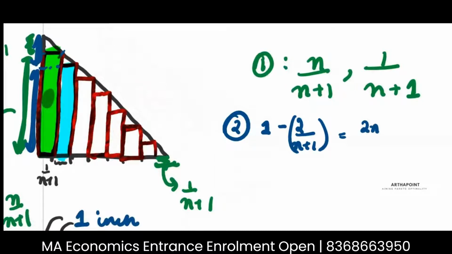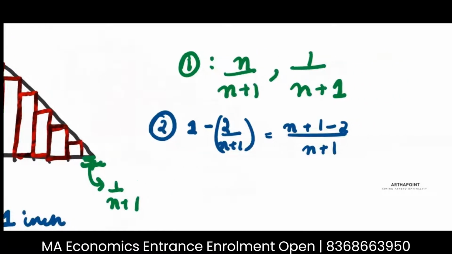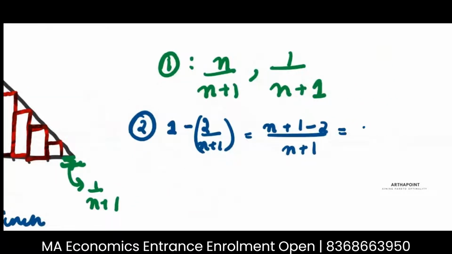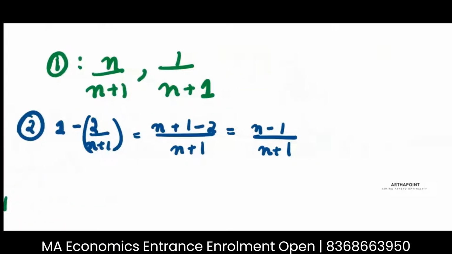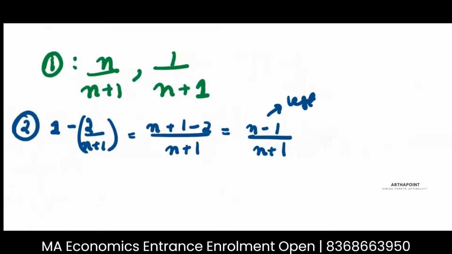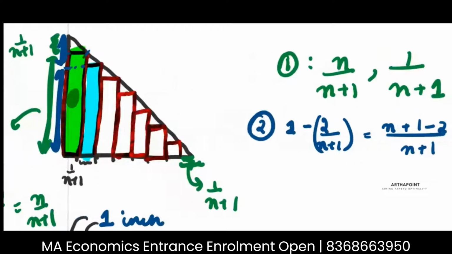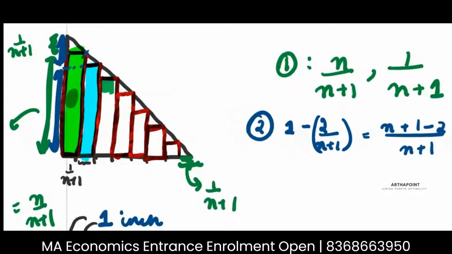So this will be n plus 1 minus 2 upon n plus 1, which will be n minus 1 upon n plus 1. This will be its length, and the width is the same, 1 upon n plus 1. Then I will go to the third rectangle.